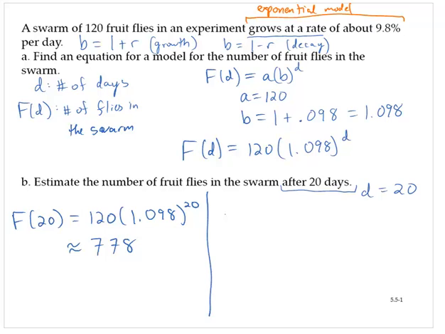So my conclusion: after 20 days, the swarm has about 778 flies.